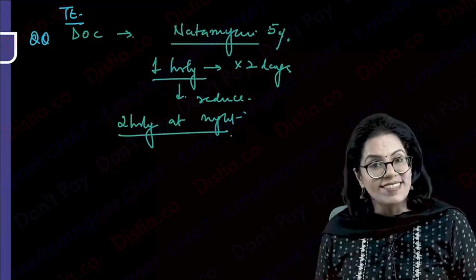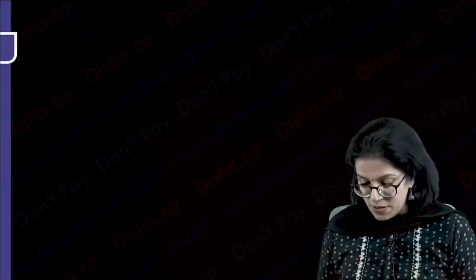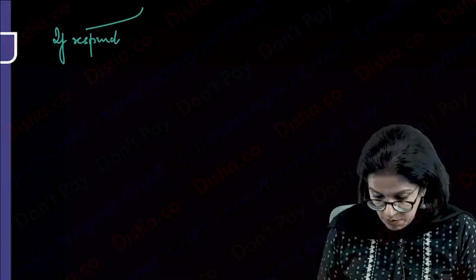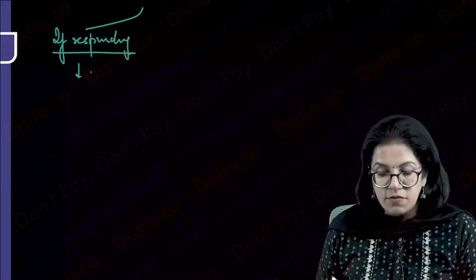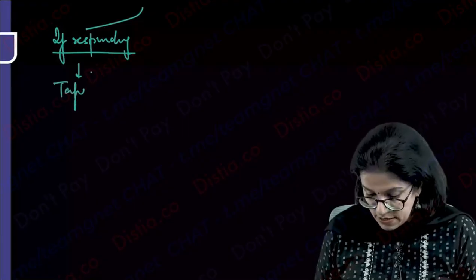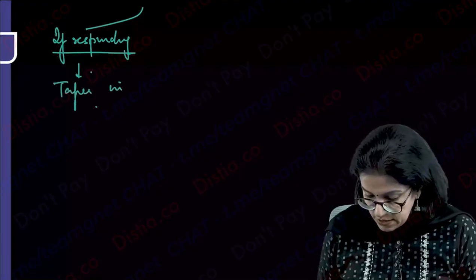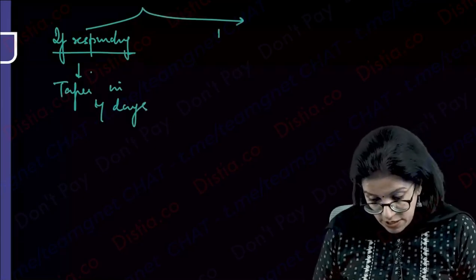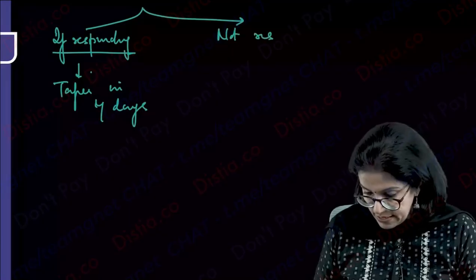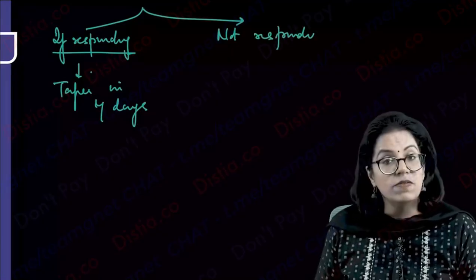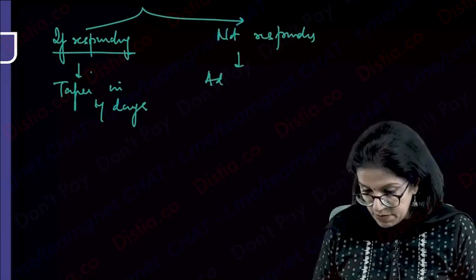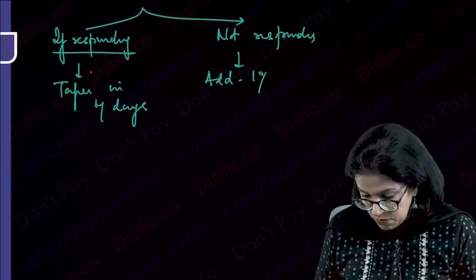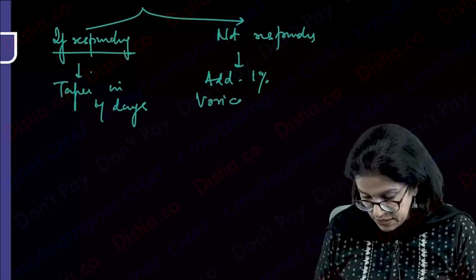And there can be two things: either it is responding or it is not responding. If the patient is responding to the treatment, continue for 4 to 7 days. So taper in 7 days. But if it is not responding, then along with natamycin, we will add 1% voriconazole, which is a new antifungal.